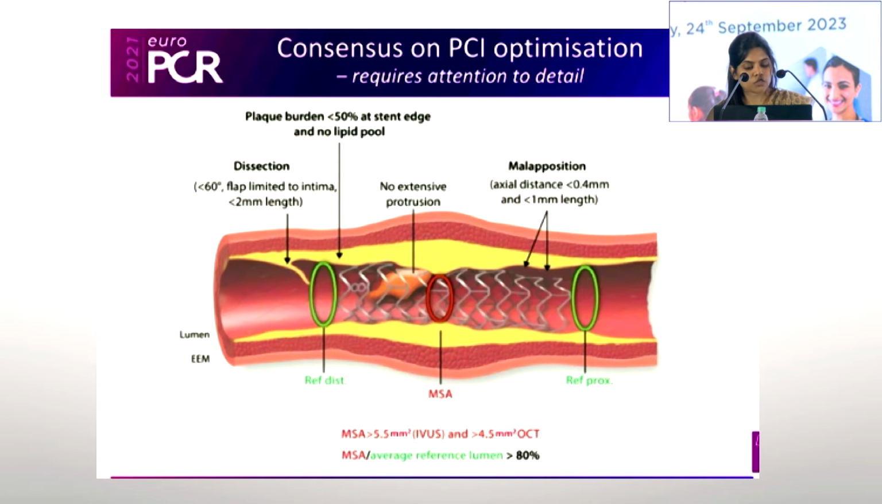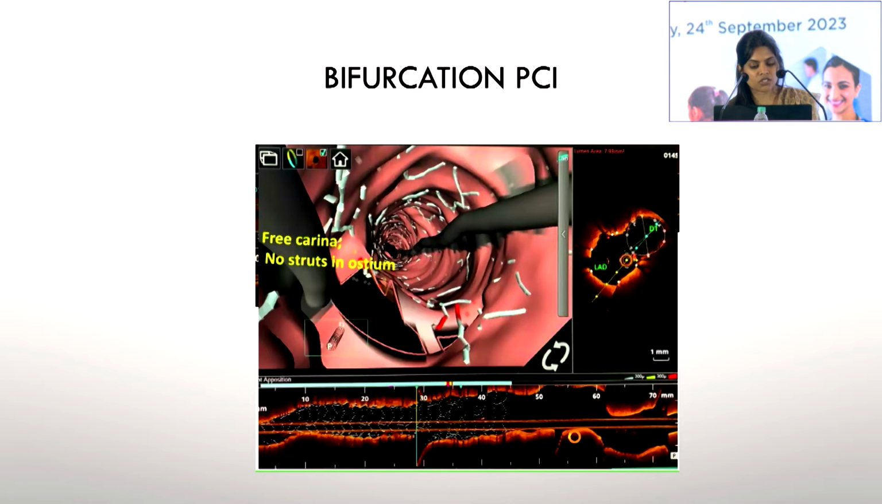So this is how a longitudinal view looks, just a summary. It helps us in identifying dissection, any tissue prolapse, and malapposition, and in identifying the diameters and then deciding the stent length. Also, this is a bifurcation. This is a fly mode, which helps us in bifurcation PCI. With OCT, unlike IVUS, we can also identify the involvement of the side branch ostium and then decide if we need to cover it or if the diameters are adequate.